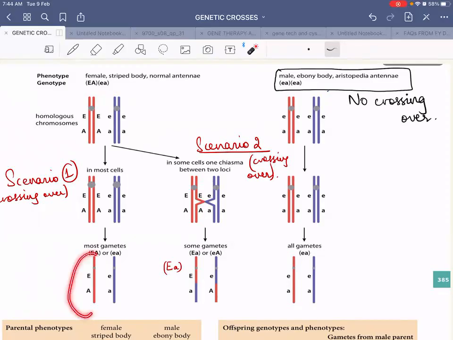First kind, capital E, capital A. Second, small e, small a. Third, capital E, small a. Fourth, small e, capital A. I hope that is understandable to all.